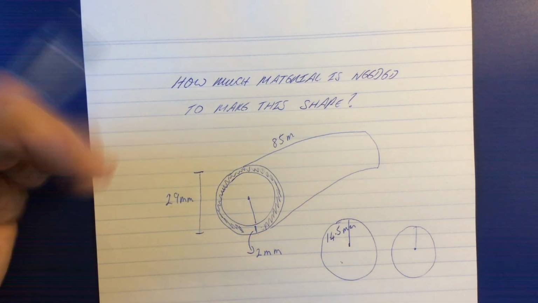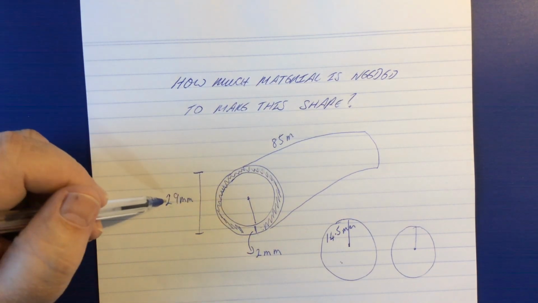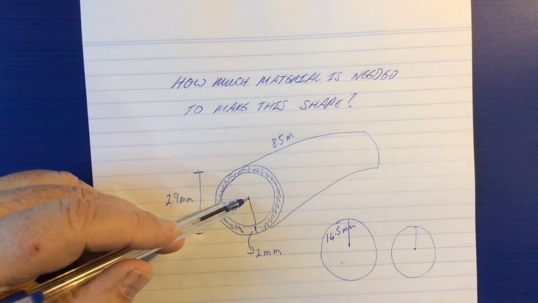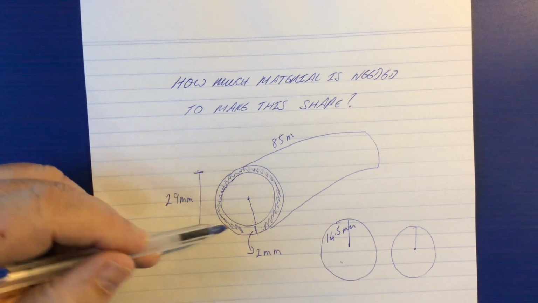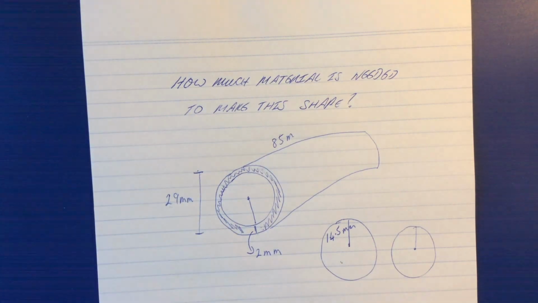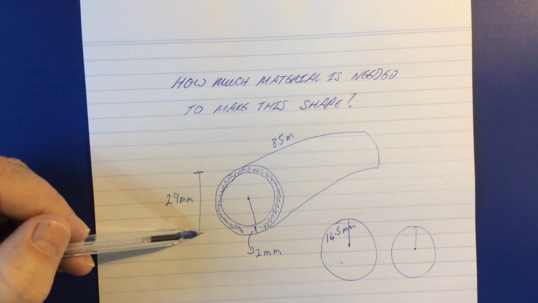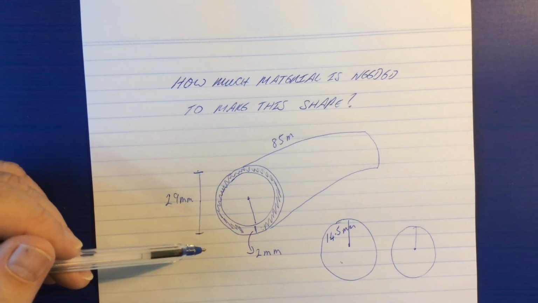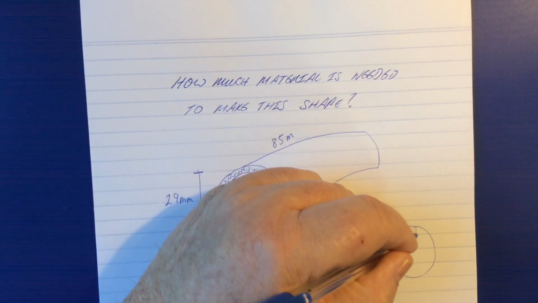Now, don't get tricked into taking the diameter of this, taking 2 millimeters off it, and then halving it. The process is the other way around. You take the diameter of this, you halve it, and then you take 2 millimeters off. So this is 12.5 millimeters.